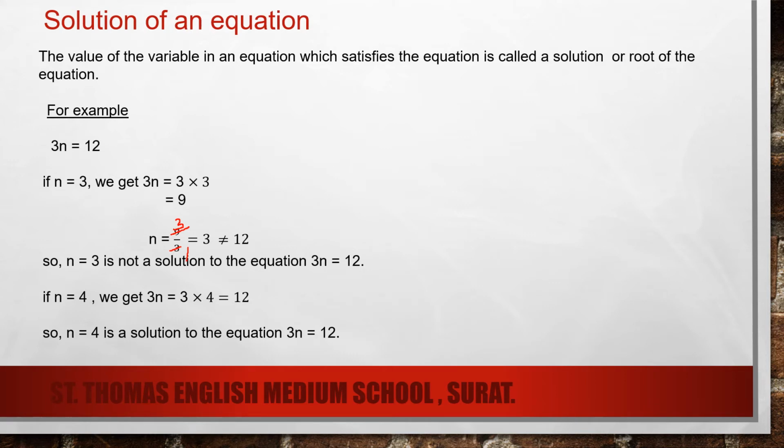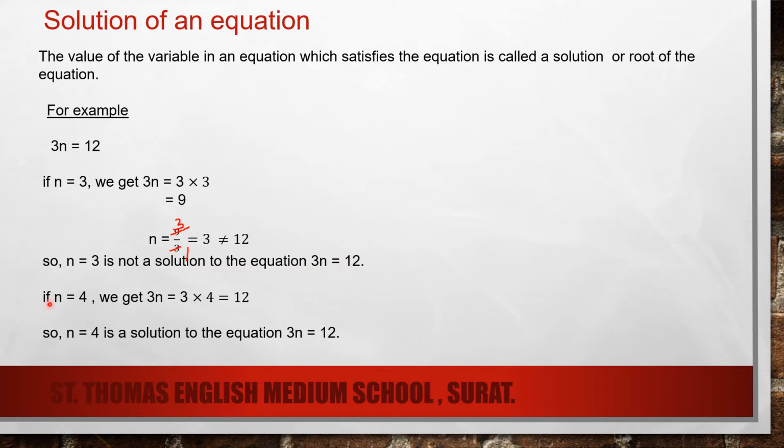But what is given here? RHS is 12. So here 3 we got, it is 12. Both are not equal. So what we can say? n is equal to 3 is not a solution to the equation 3n is equal to 12. Clear? If both LHS and RHS are equal, then we can say it is a solution. Here we got 3, but it is not equal to 12. So it is not a solution to the equation 3n is equal to 12.